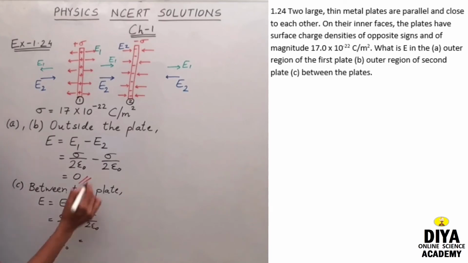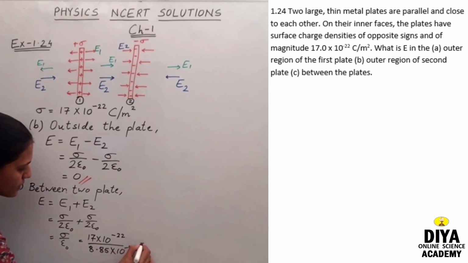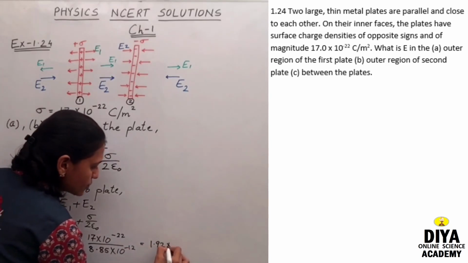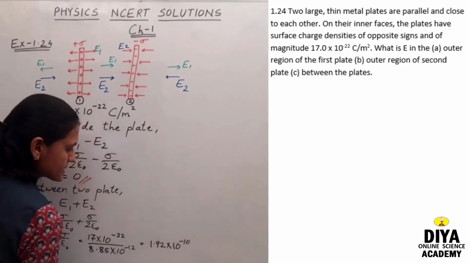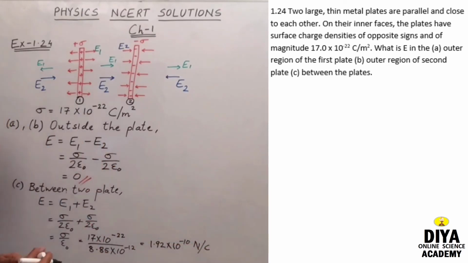Here sigma has been given as 17 into 10 raised to minus 22, divided by epsilon 0, which is 8.85 into 10 raised to minus 12. So when you calculate, you will get the answer as 1.92 into 10 raised to minus 10 Newton per coulomb. So this is the answer for question C.